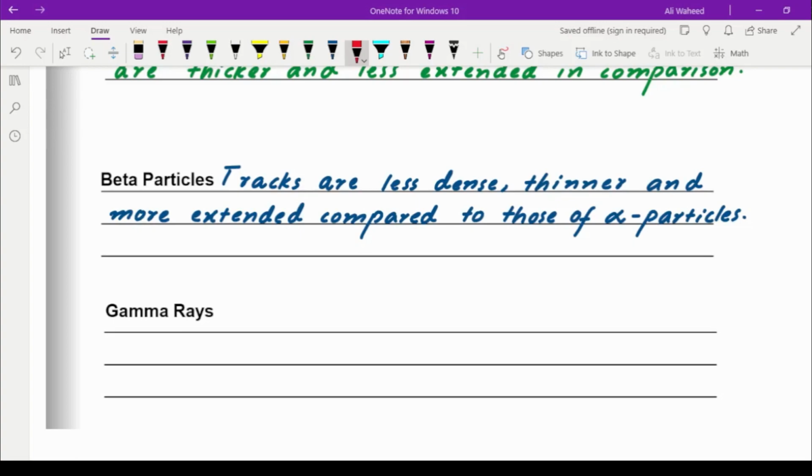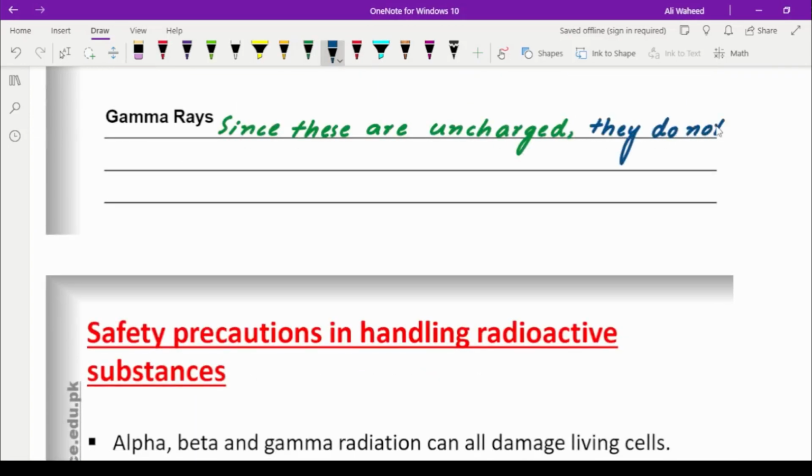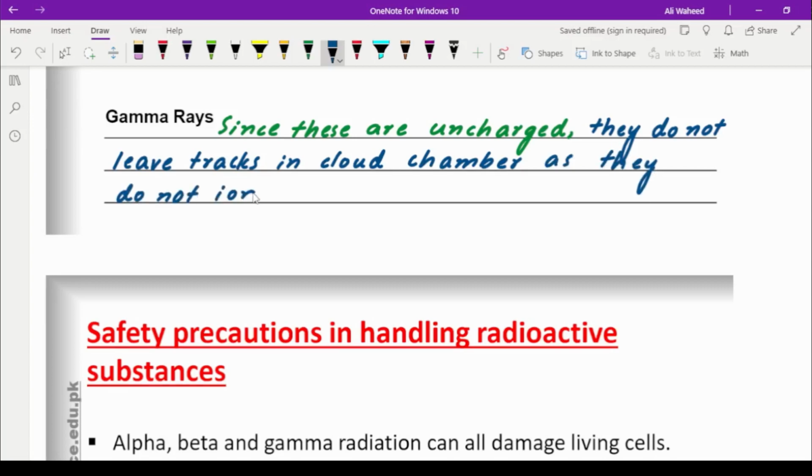For the gamma rays now. Gamma rays are electromagnetic radiations and they carry no charge. In principle, the gamma rays are uncharged. So when they pass through the cloud chamber, they do not ionize the surrounding vapors like alpha or beta particles do. Therefore, the gamma rays do not leave any visible tracks in the cloud chamber, as they would not ionize the gas.